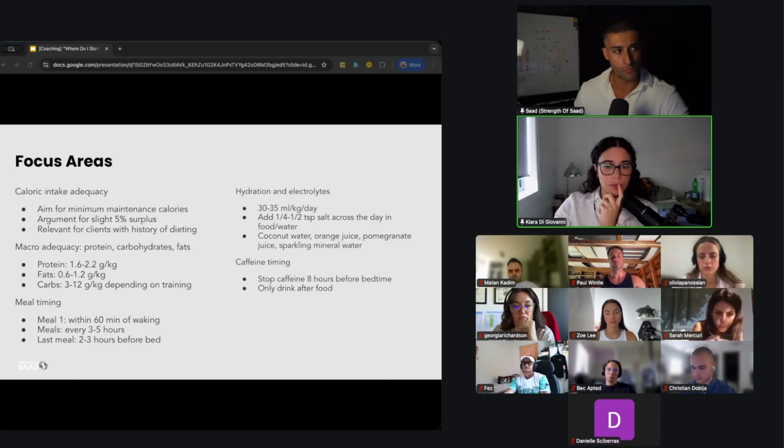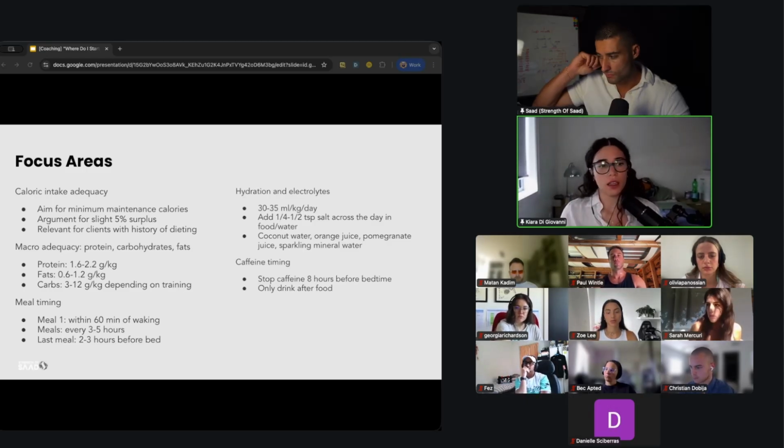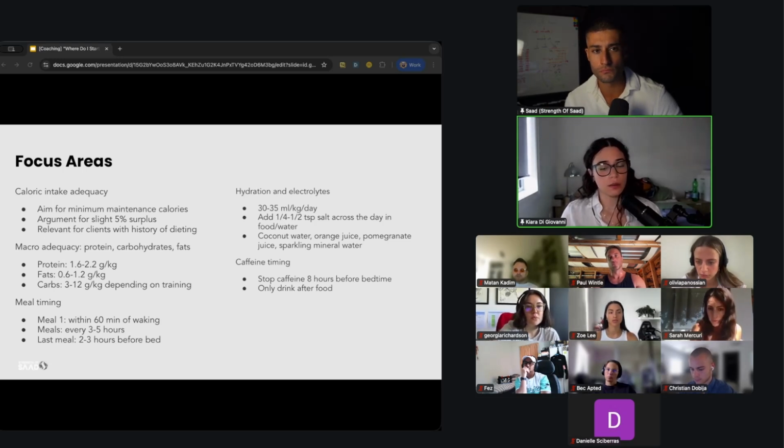And then with caffeine, this is going to be a bit hard for the busy people, but I'm going to try to stop caffeine intake about 8 hours before bedtime. And then anecdotally, women tend to respond better when they have their coffee after their meal. This is just more from a stress perspective.